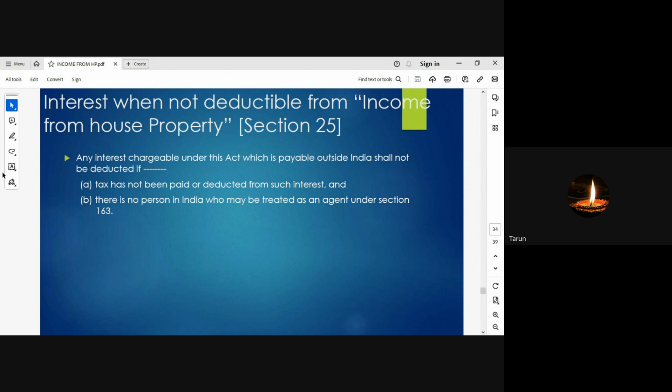So here, any agent will not be considered. If no tax is paid or deducted from such interest, that means such interest will not be deductible under income from house property under section 25.